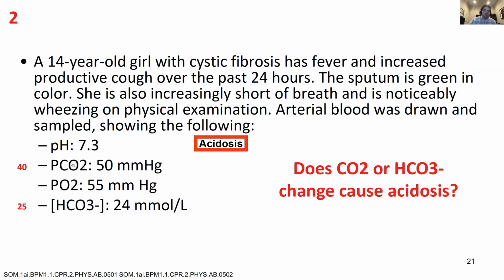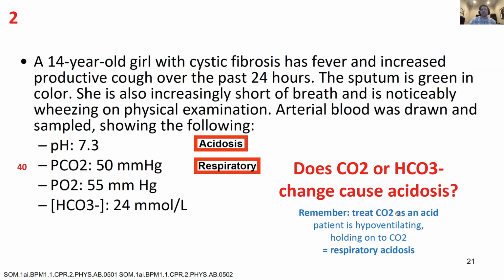By hypoventilating, you're holding on to carbon dioxide. Carbon dioxide acts as an acid, so that's why that's increased. So that's the problem. Treat carbon dioxide as an acid. The patient's hypoventilating, so you get respiratory acidosis.